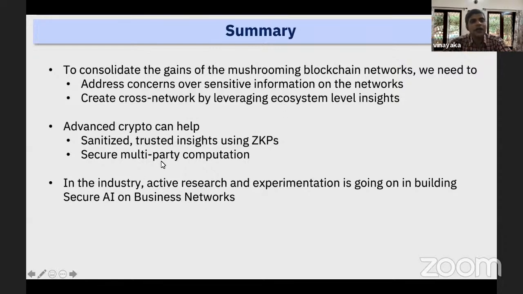That's where advanced crypto comes in, by giving sanitized, trusted insights using zero knowledge proofs, as we saw, and it allows multiple parties to come together and do joint computation. At this point in time, at least in the industry, and I'm sure even in academia, a lot of active research and experimentation is going on building secure AI on business networks. So let me stop here.